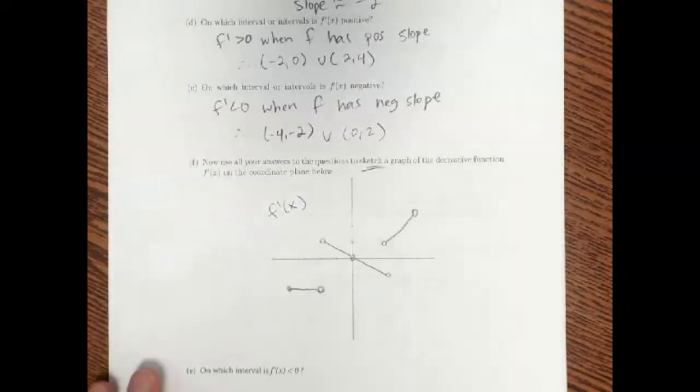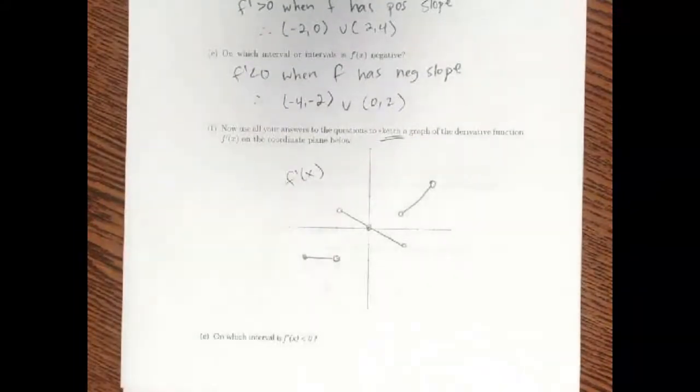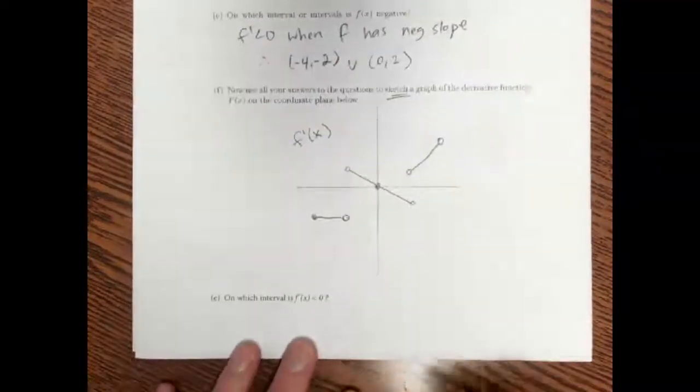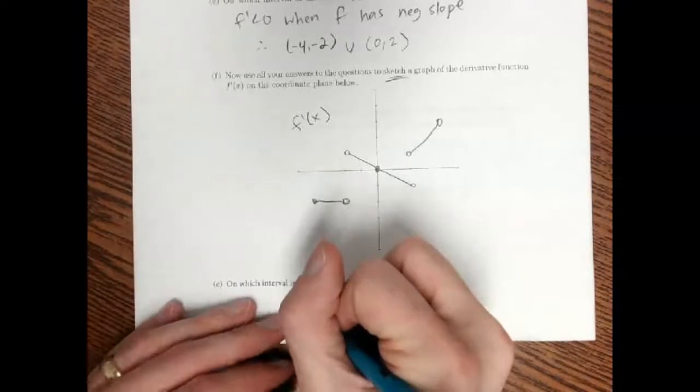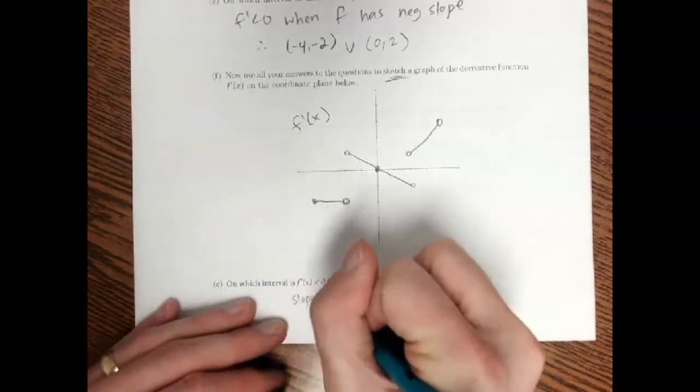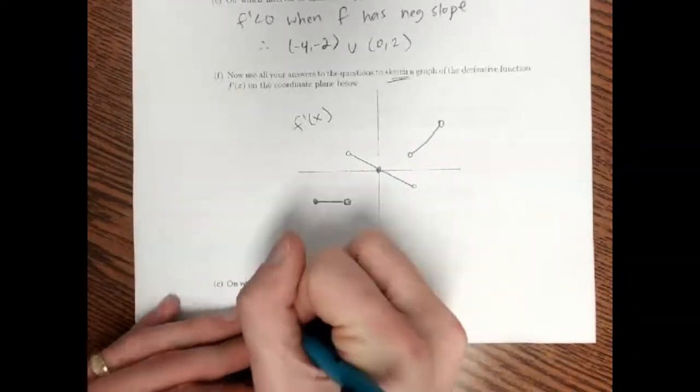Okay, here we go. Part E, which I believe is the last part for this particular question, and then we can flip over to example 2. It says, on which interval is the second derivative negative? Remember, second derivative is the slope of f prime, right? That's your second derivative.